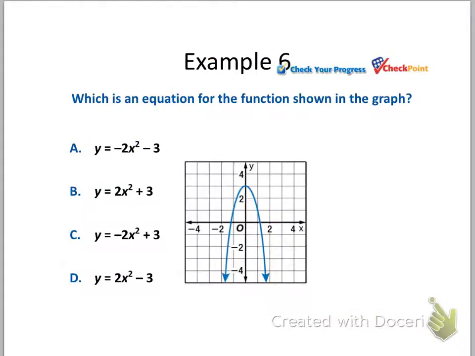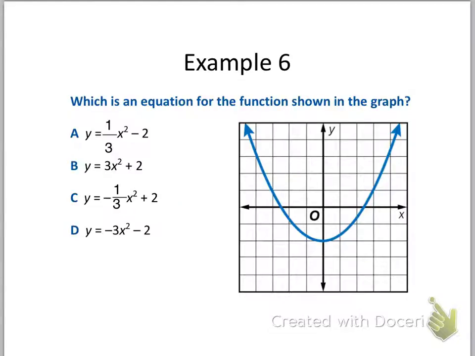All right. Now these are going to go a little bit more challenging. It's backwards of what we've been doing all along. So look at the graph, and based on the graph, choose the right equation. So the first thing I notice is, is it smiling or is it frowning? It's frowning. So B and D gotta go. Now the other thing I notice is that it's moved up 3 spaces. So that means I need to add 3. So the correct answer is C.